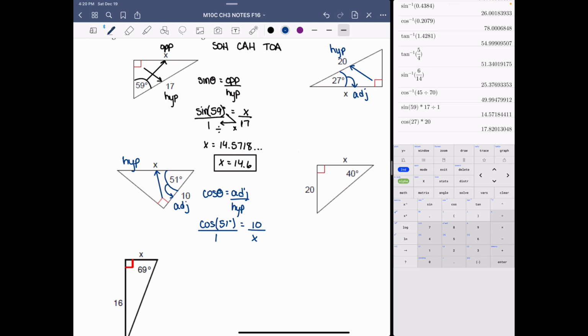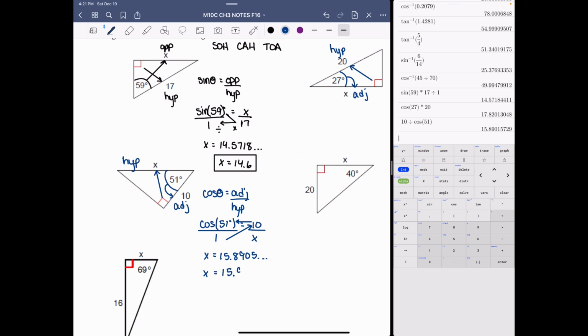Then multiply diagonal numbers. Notice our variable is on the bottom this time, so our diagonal numbers are 1 and 10, so 1 times 10, which is just 10, and then divided by our cos 51. Calculate. 1 times 10 is just 10, divided by cos in brackets 51. Calculate, and we get 15.8905. So x equals 15.9.